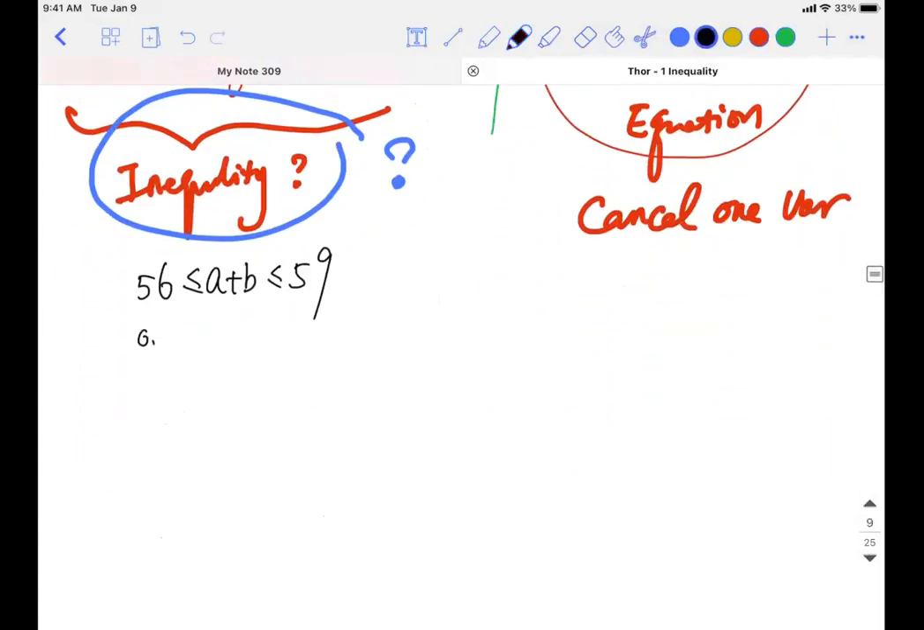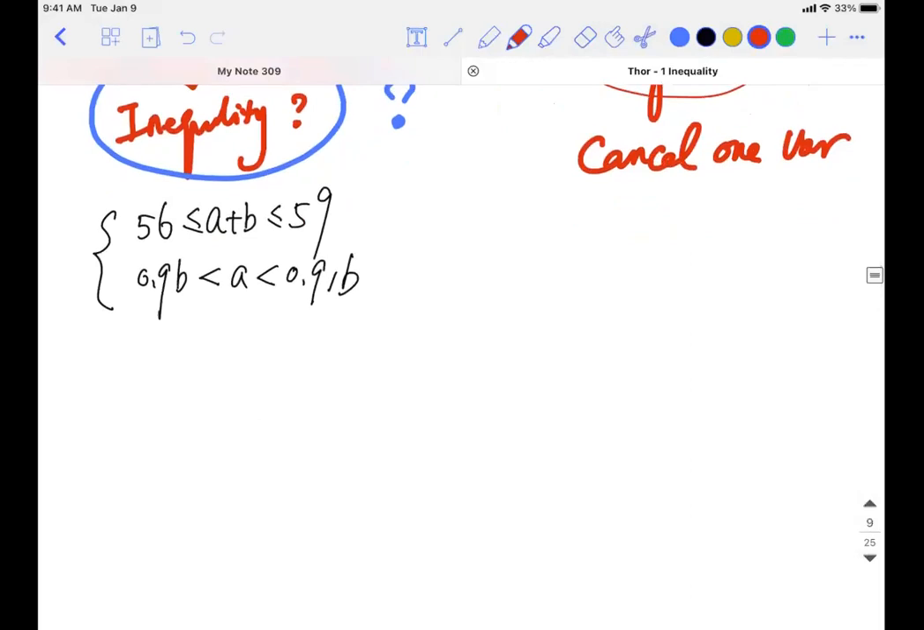0.9 B is less than A, which is less than 0.91 B. Okay, this is not magic. I just basically do something. Now I need to cancel out a variable. Hopefully I can do something. I'm going to show you something like this. Let's check out this part. 0.9 B is less than A. So that being said, as long as I add B on both sides of this inequality, my inequality still holds.